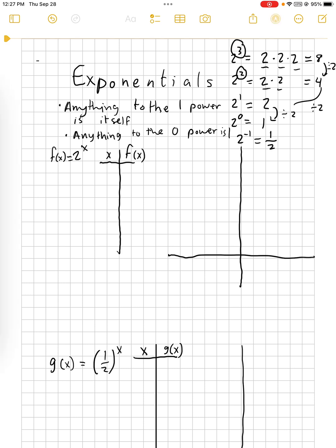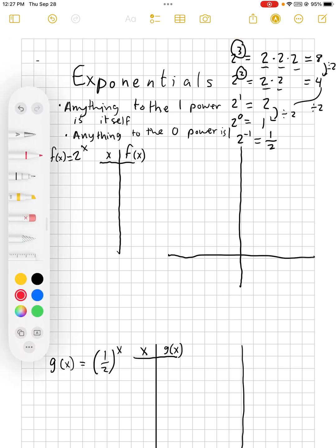A big idea for this new lesson is this. Negative exponents become fractions. So, keep going one more. 2 to the negative 2 would be 1 over 2 squared, otherwise known as 1 over 4.